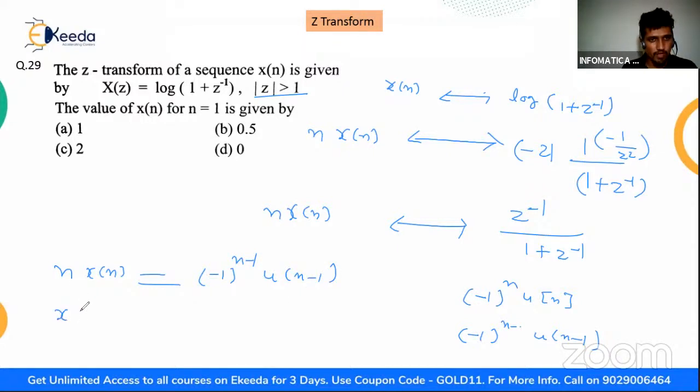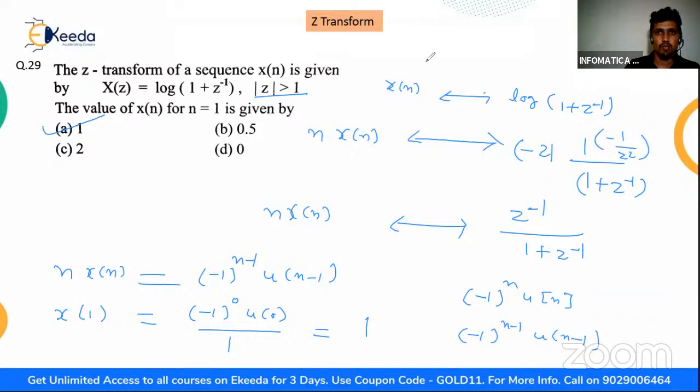Now we will calculate x of n for n equals 1. So we will just put n equals 1, which means this will be 0, and u of 0 is 1, and then divided by n, which is 1, so it will be basically 1. Minus 1 raised to the power 0 is 1, so answer is A. Now coming to the next and last.